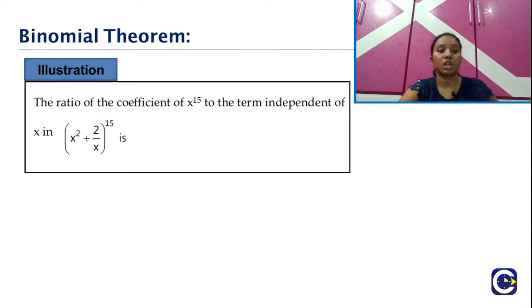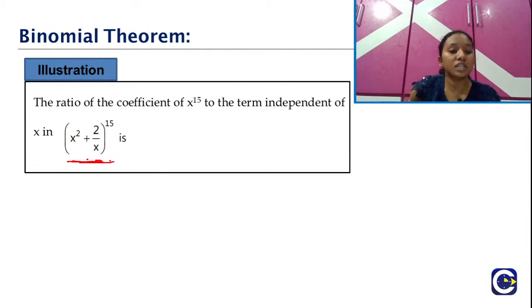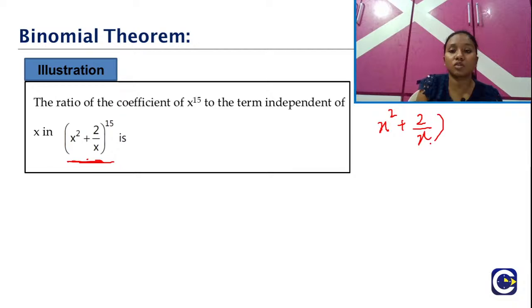So let's do one last question here. Find the ratio of the coefficient of x power 15 to the term independent of x in the expansion of x square plus 2 by x, whole power 15. You know the general term method and the particular term method, so you can apply any of them and let me know the answer quickly.